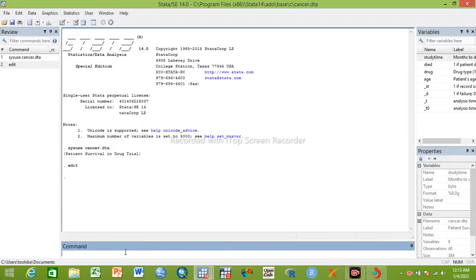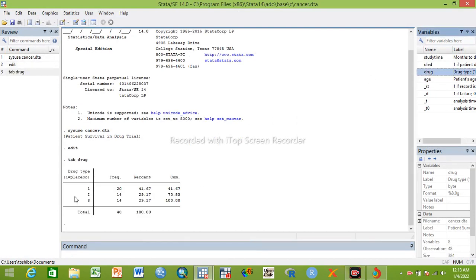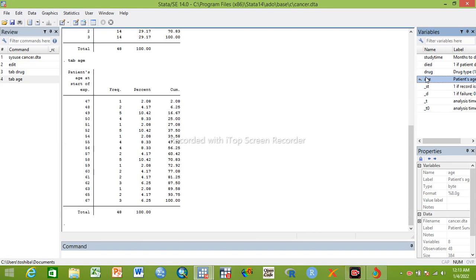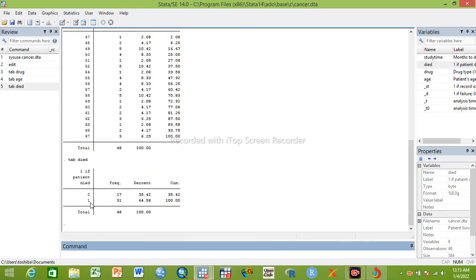So you can also see drug. Drug is 1 to 3, 1 is placebo, 2 and 3 are different types of treatments, and age is a continuous variable, and died is the event type. So 0 and 1, 1 if the patient died.